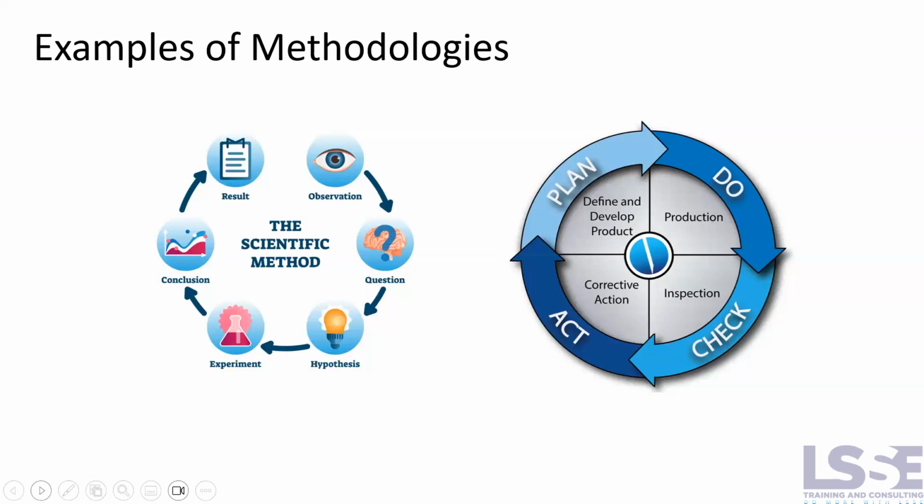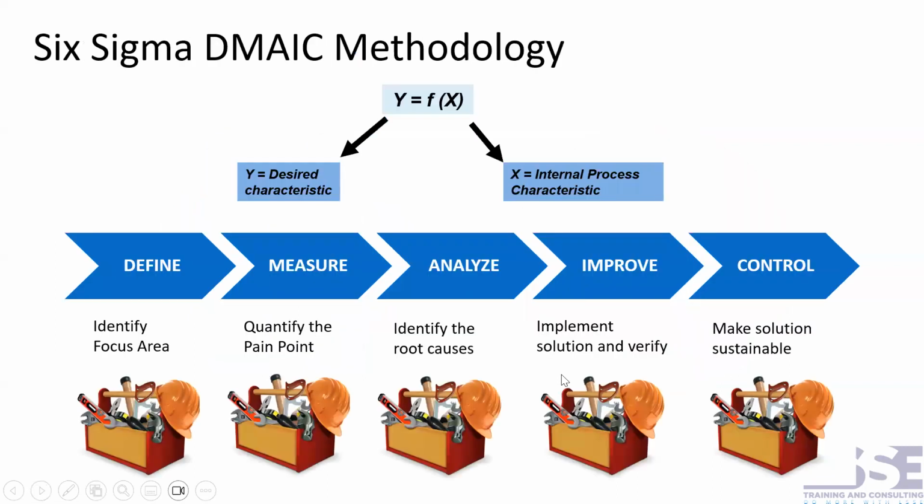And of course, the methodology that we are using here will be the DMAIC methodology, because one of the definitions of Six Sigma is that it is a methodology. The way we would tackle this training will be through a modular approach, by tackling each of the phases of that methodology. It's composed of 5 phases. The first one is define. Define is where we identify the focus area of the project.